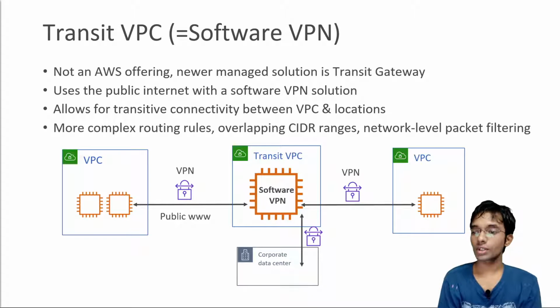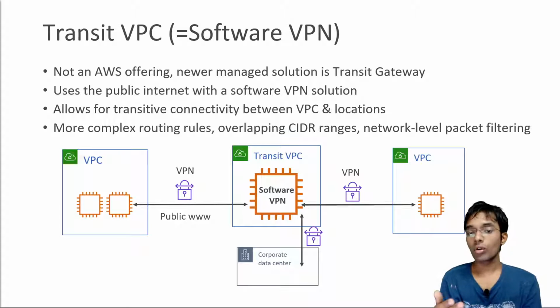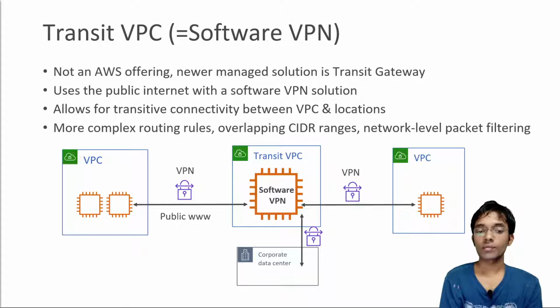So here's my transit VPC, and I'm running an EC2 instance with a specific software VPN, and I have other VPCs now in my architecture. There's the one on the left hand side right here, which has the EC2 instances, and I'm going to establish a VPN connection over the public internet between my VPC on the left and my transit VPC. My transit VPC can also have a VPN connection between my corporate data center and my transit VPC. And we can also do this with another VPC and another VPN connection.